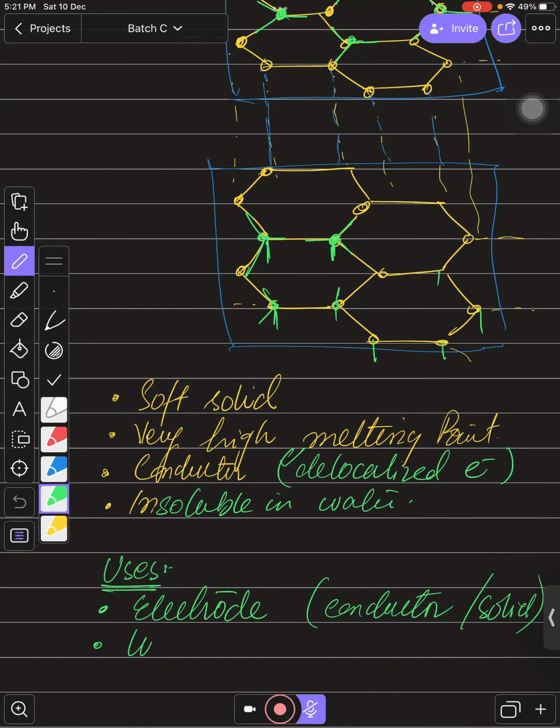Then the second use is that this can be used as a lubricant. This can be used as a lubricant because it is a layered structure, so the layers can slide over each other. That is why they can work as a lubricant. Layers can slide over each other. That is why it can work as a lubricant.